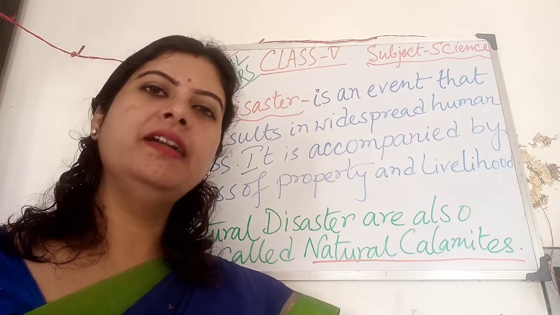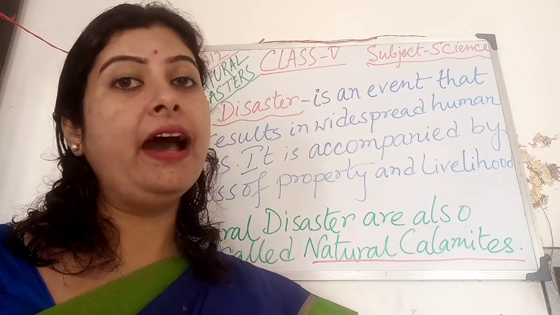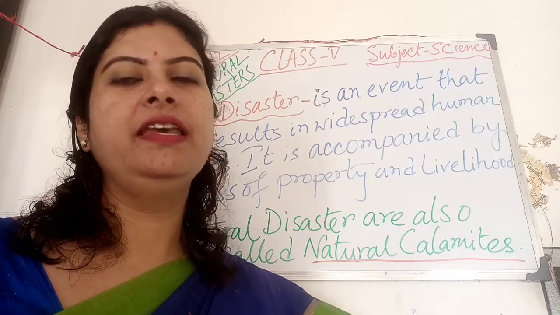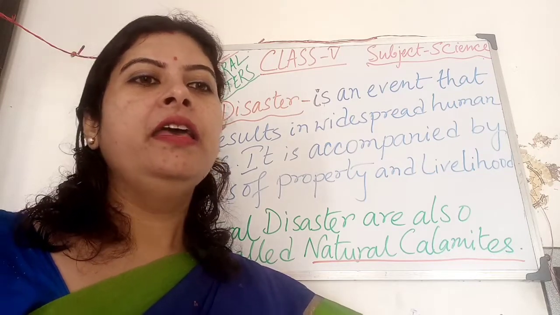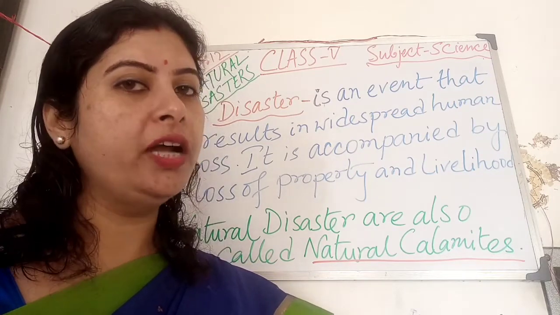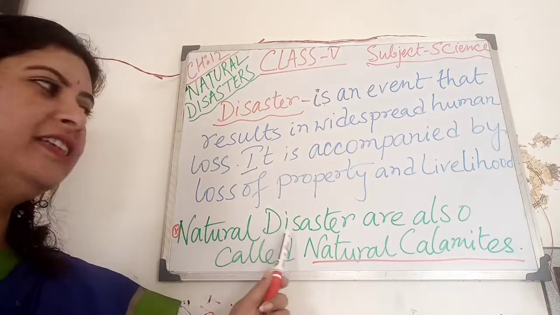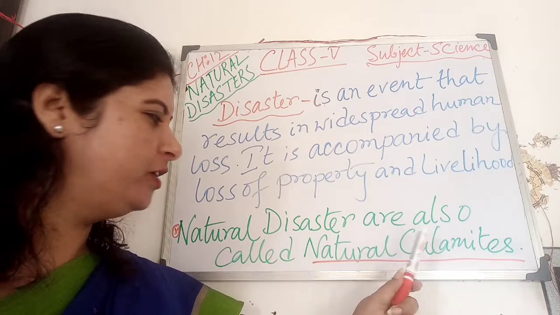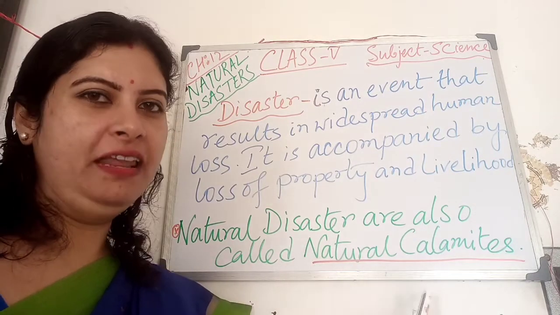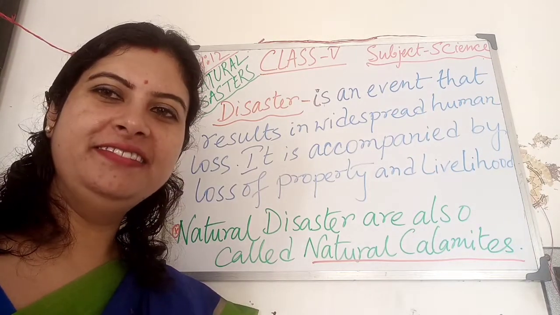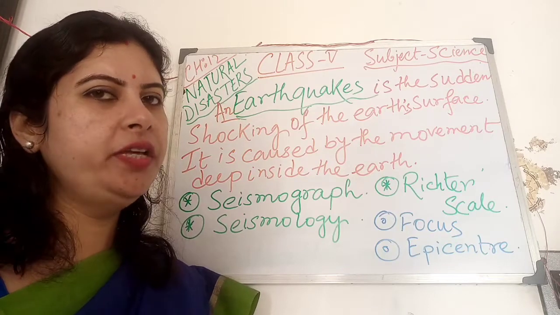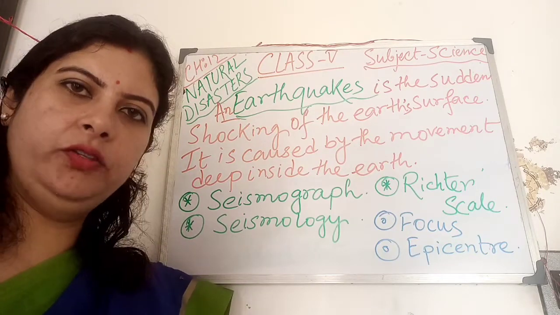Natural disasters are sudden and unexpected changes in nature. Human beings have no control over them. So, natural disasters are also called natural calamities. Clear, children? Now, I am going to explain an earthquake.